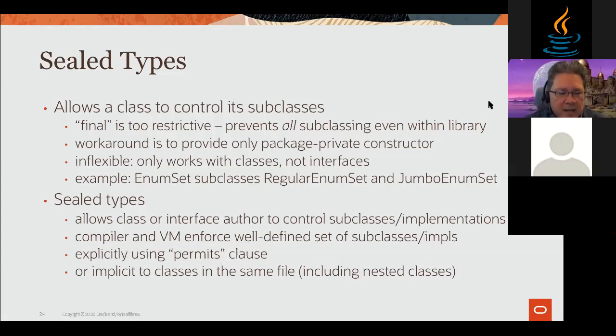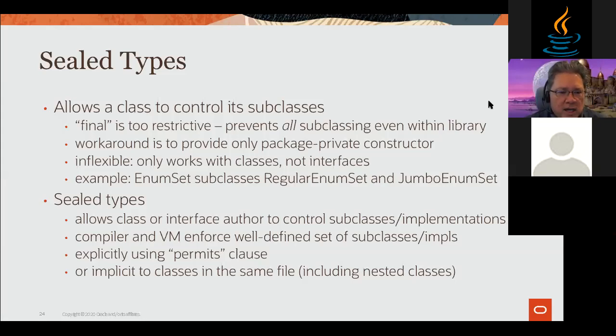With sealed types, the idea is to allow the class author to say, I want to allow only specific subclasses or interface implementations to exist. When you write a sealed class, this is checked by the compiler, but enough information is also written into the class files so that the VM enforces this as well. This is done in a couple of ways.